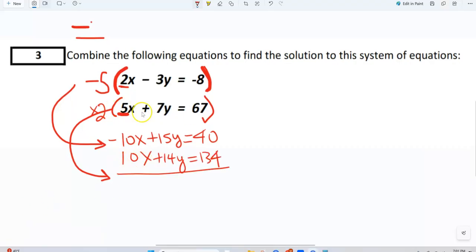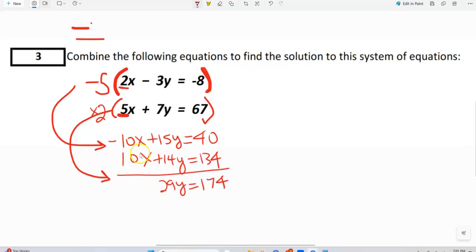When I multiply by 2, this equation here becomes 10x plus 14y. So now check it out. Now I can add them together and the x's will drop out. They're opposites, so it eliminates the x, but we have 29y when we add these two, and it is equal to 174.